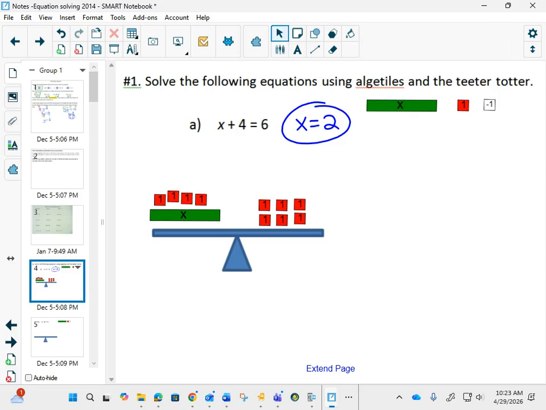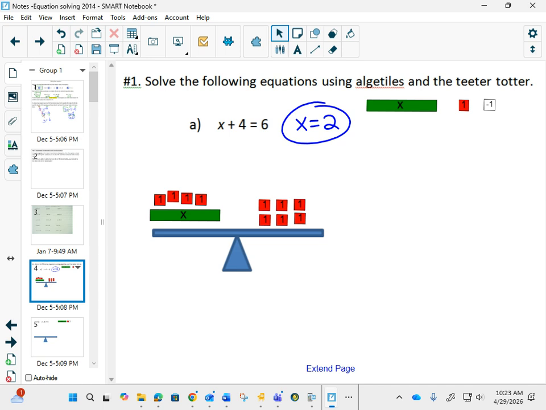if I went to this side and I took this off, what would happen? It would fall down, right? If I take off 1, this side is now heavier. It doesn't balance anymore. So this is when it's balanced. I actually wish it was animated. I could take the 1 off and it would tip. It would start tilting, right?